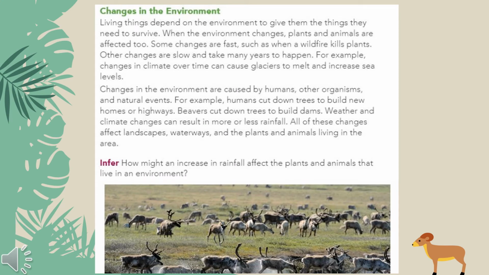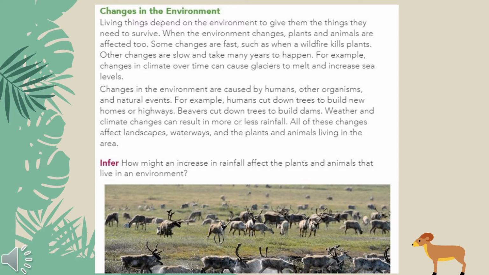If you're following along with the other text, you'll notice that we skipped page 191 because it is a lab. So we're on page 192. Changes in the environment. Living things depend on the environment to give them the things that they need to survive. When the environment changes, plants and animals are affected too.